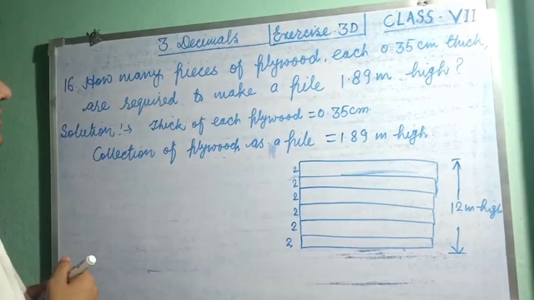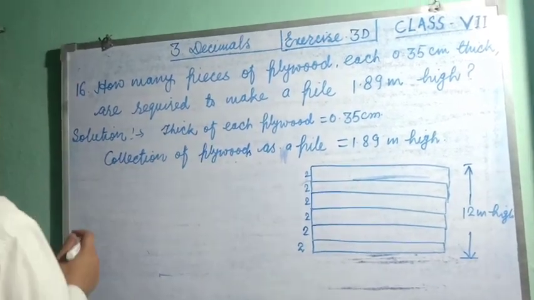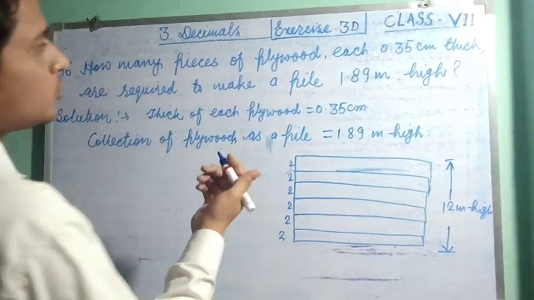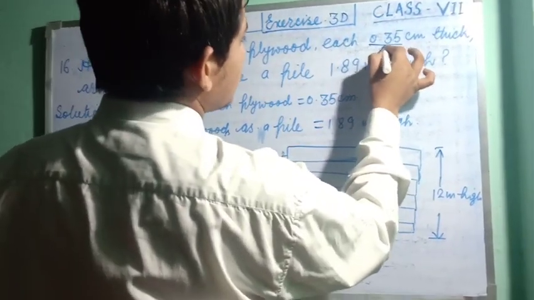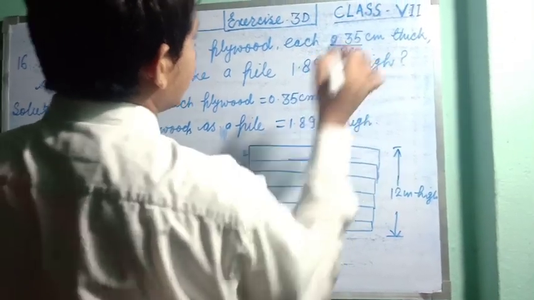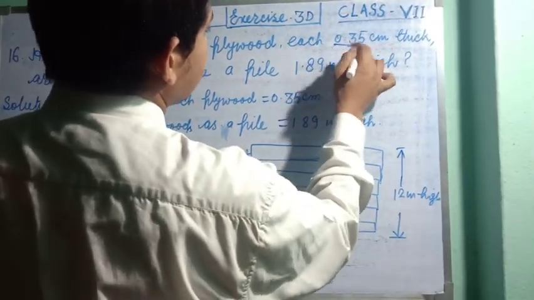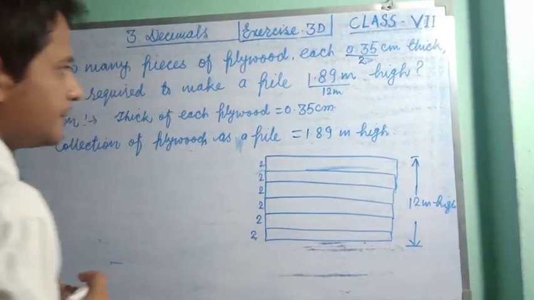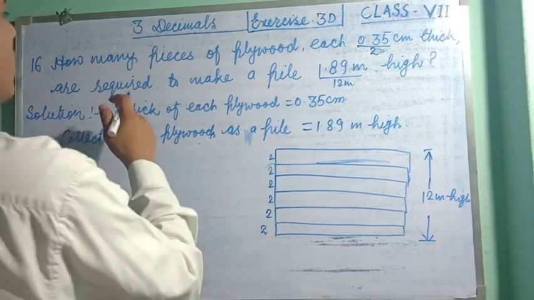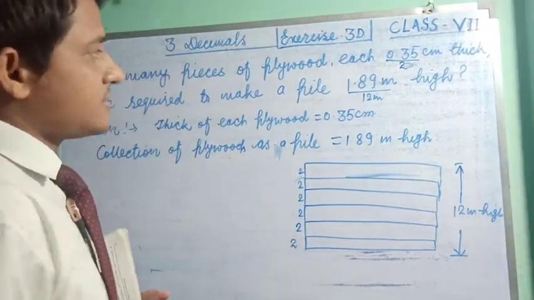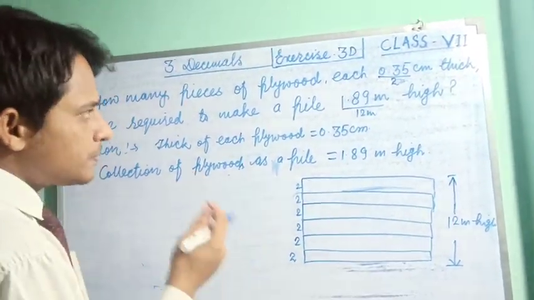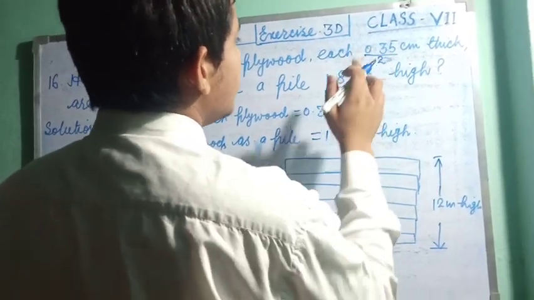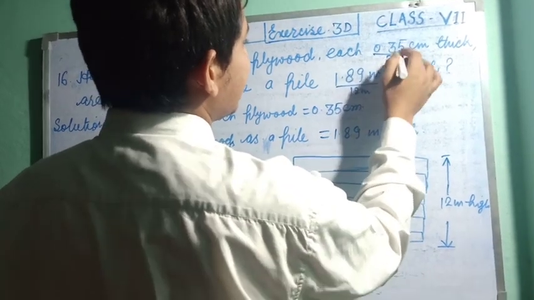Suppose we consider, let us figure out this question with the help of these examples. Suppose instead of 2 meter, here is, have a look, suppose 2 centimeter. Here suppose 2 meter. Here suppose 12 meter. Now this question says we have to find the number of pieces, and each plywood carries 0.35 centimeter. Instead of 0.35 centimeter, we take 2 meters.